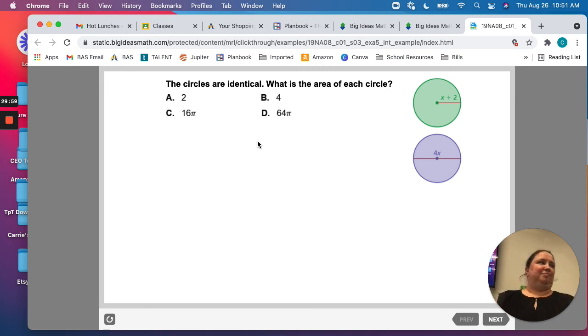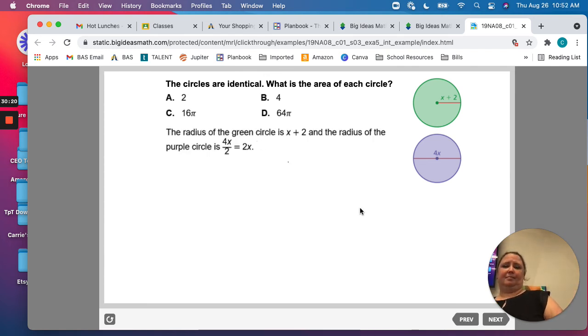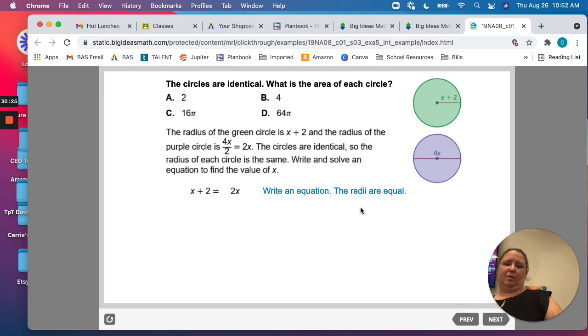8th grade, you ready? Example 5. The circles on the right are identical. What is the area of each circle? So does anybody know the formula for area of a circle? C equals pi r squared. That's not area. C equals pi r squared. Oh, they don't put it on here.